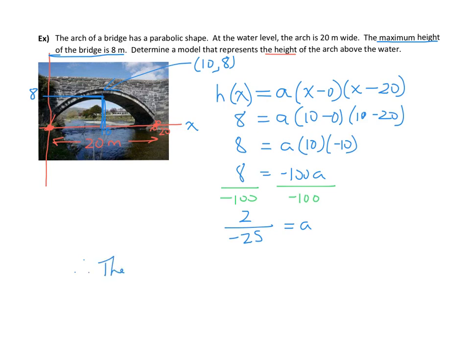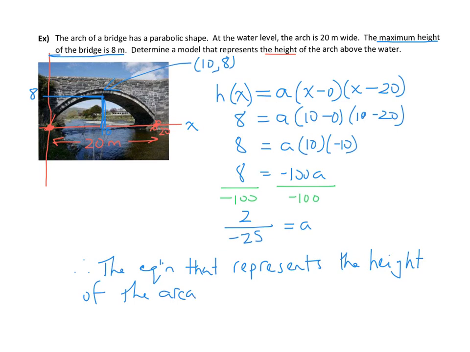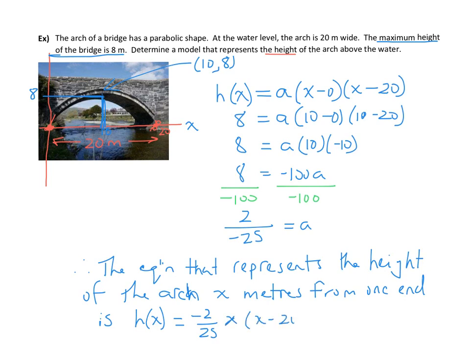So therefore, the equation that represents the height of the arch, h at x, where x is the distance in meters from one end. I could have put the video on pause and just written this in. In my therefore statement, I'm defining what my variables are so that it's clear to whoever's reading my answer what I meant each of my variables to actually equal. x take away 0 could just be written as an x, and then x take away 20. So that would work.